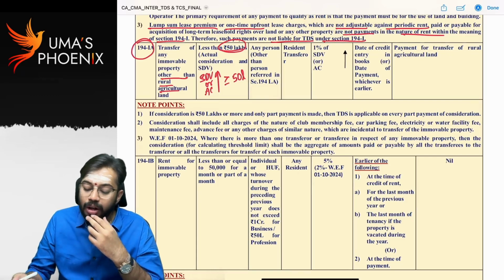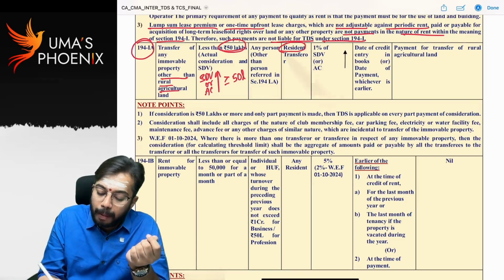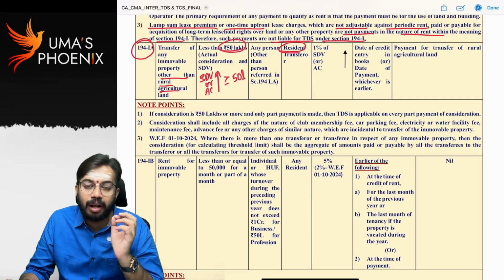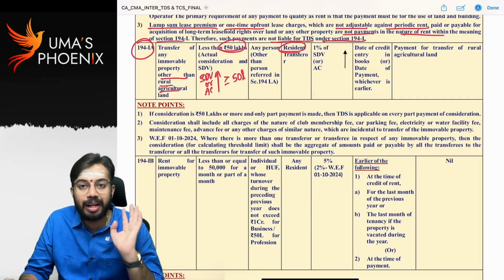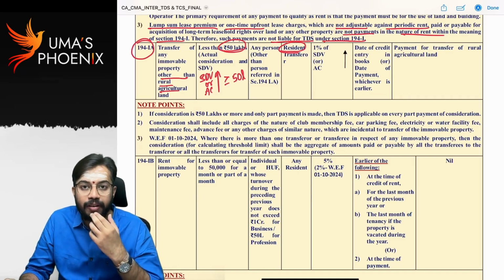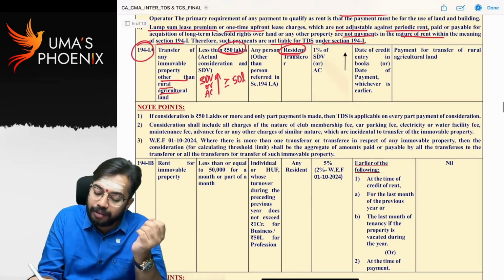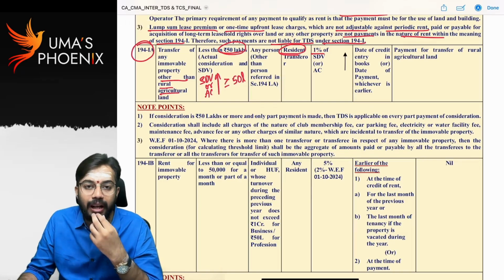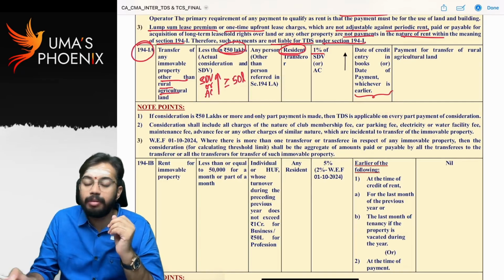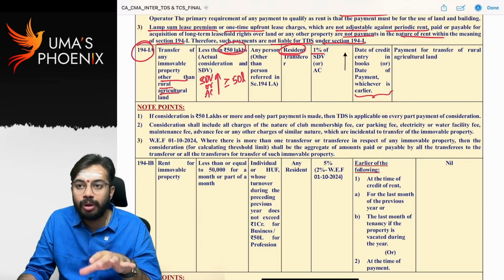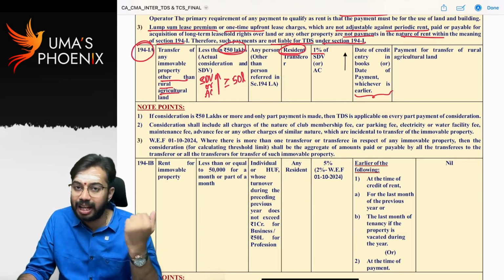Is it clear? Next. Payee should be resident transferor. That means seller, whoever the seller of immovable property is there, he should be resident. Then only TDS under section 194IA gets attracted. Rate of TDS is 1% of stamp duty value or actual consideration, whichever is higher. TDS is required to be deducted on accrual basis or cash basis, whichever is earlier.